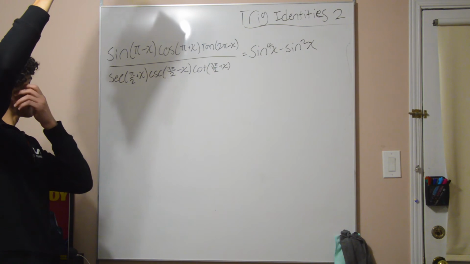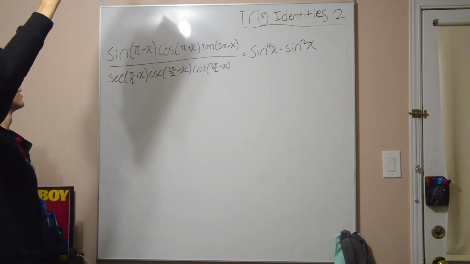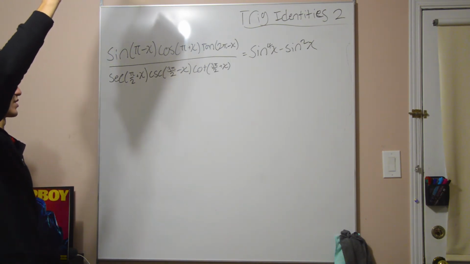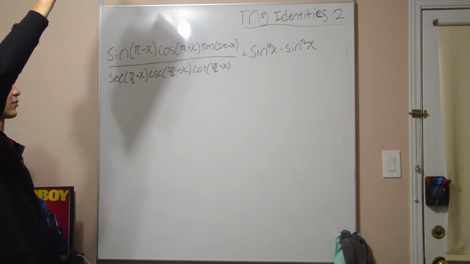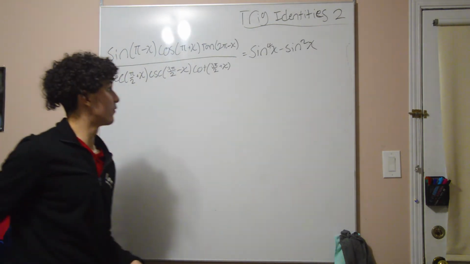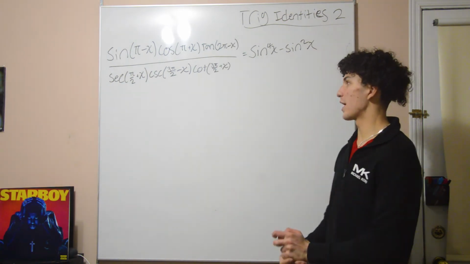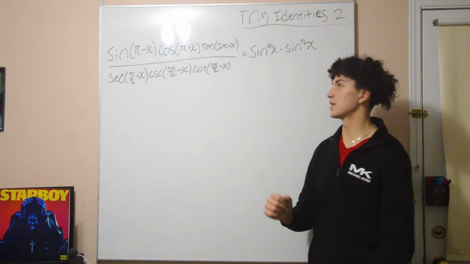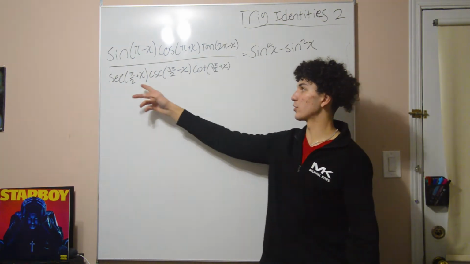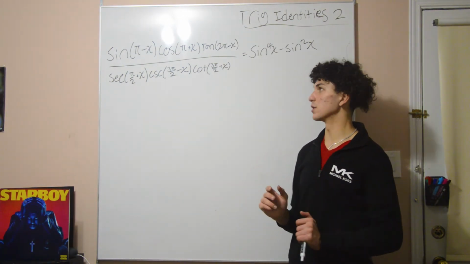Okay, one of the last ones. Sine of pi minus x times cos of pi plus x times tan of 2 pi minus x divided by secant of pi over 2 plus x times cosecant of 3 pi over 2 minus x times cotangent of 3 pi over 2 plus x all equals sine to the power of 4x minus sine squared x. Now, what I said in the last example about as soon as we see 3 pi over 2 and pi over 2 still stands. It makes our life that much easier.